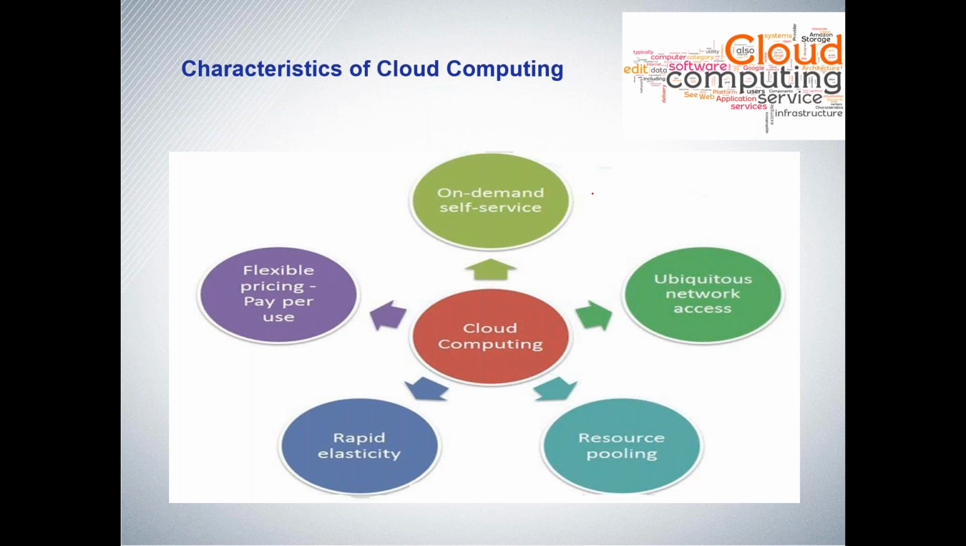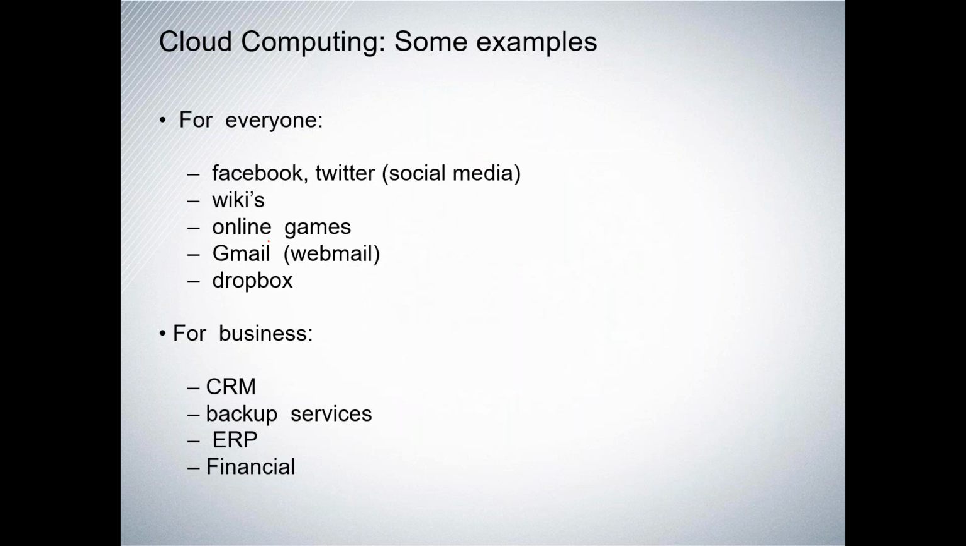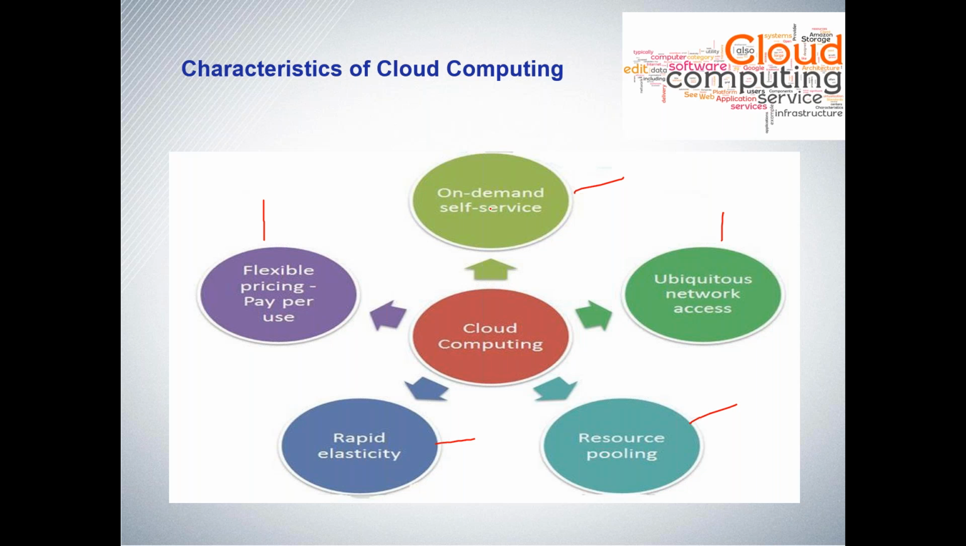And as I told, these are the 5 characteristics: on-demand self-service, ubiquitous, resource pooling, rapid elasticity, flexible pricing. What do you mean by on-demand self-service? The services are accessible anytime on demand, and all can be provisioned by yourself. So you don't have to interact with the service provider to get the services up and running. You can do it by yourself.